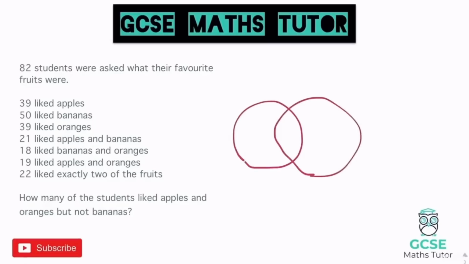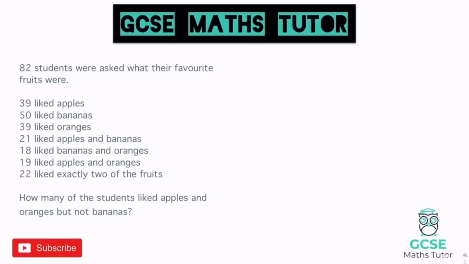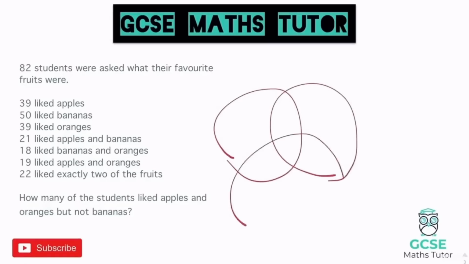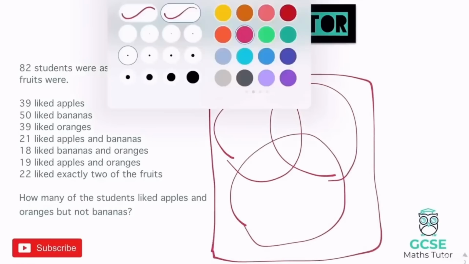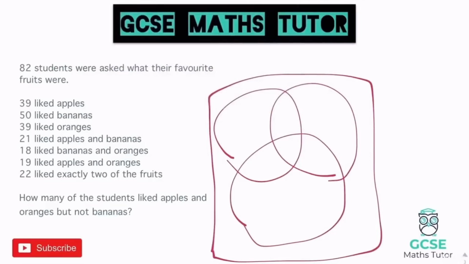Now if I draw a little Venn diagram for this one again, I'm going to need a little bit more space. Let's make this one a bit bigger. Okay, so we've got our Venn diagram, again, nice little box on the outside, and let's have a look at what needs to go in here. So 82 students were asked what their favourite fruits were, so we know that 82 people are going to have to go into our Venn diagram.